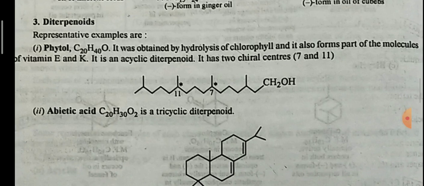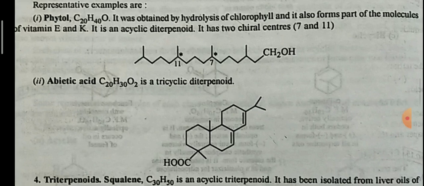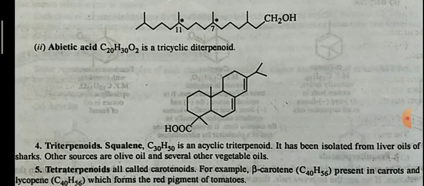Diterpenoids. Representative examples are phytol, C20H40O. It was obtained by hydrolysis of chlorophyll and it also forms part of the molecules of vitamin E and K. It is an acyclic diterpenoid. It has 2 chiral centers, 7 and 11. Abietic acid, C20H30O2, is a tricyclic diterpenoid.